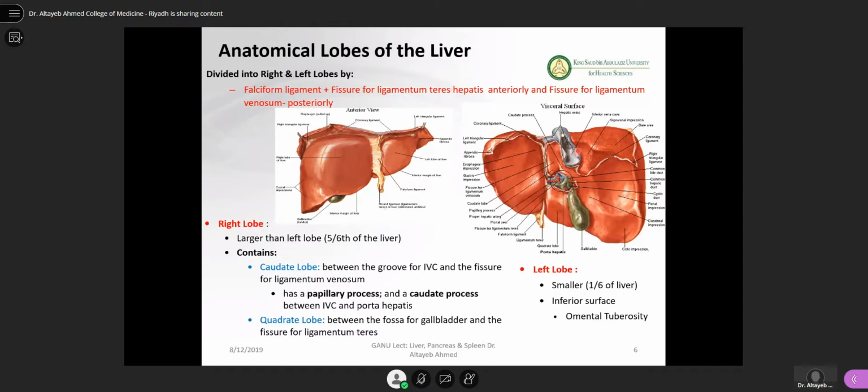The other thing, if you go a little bit to the left of the caudate process, you will find this, and this looks like a finger-like projection. Therefore, we call it the papillary process. The left lobe, on the other hand, is characterized by having this tuberosity, which we call the omental tuberosity. As its name implies, this omental tuberosity is intimately related to the stomach. Therefore, if there is a cancer in this area or in the left lobe, usually it may extend to involve the anterior aspect of the stomach. Okay?